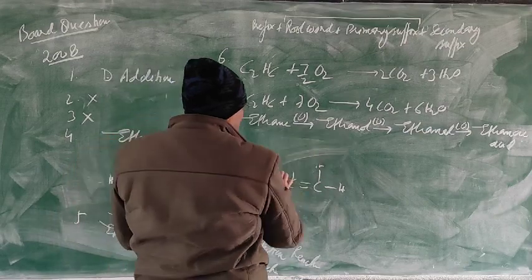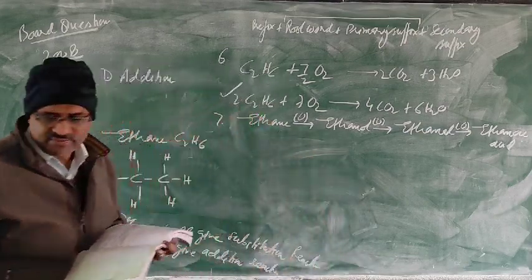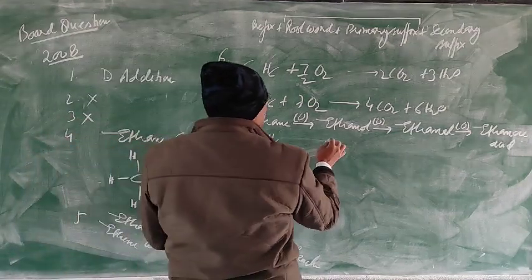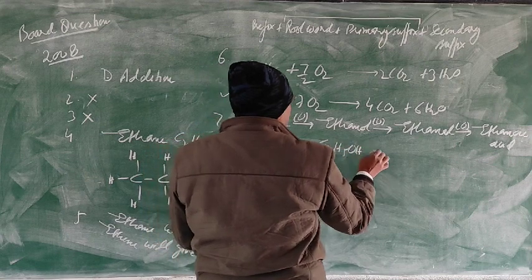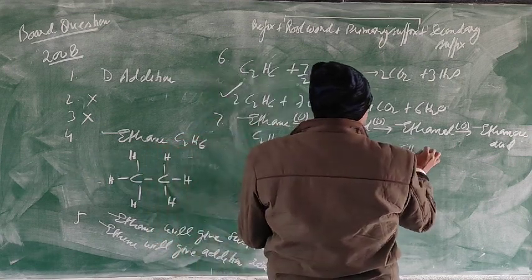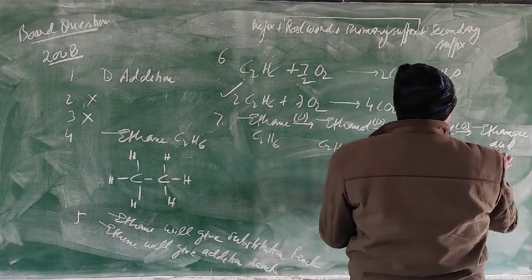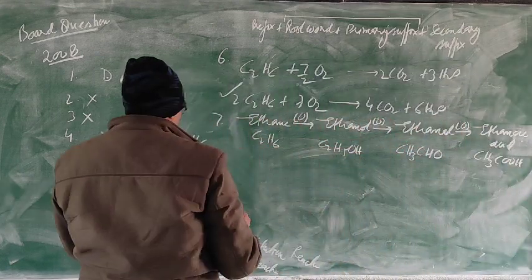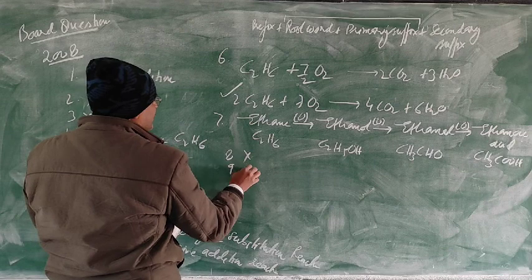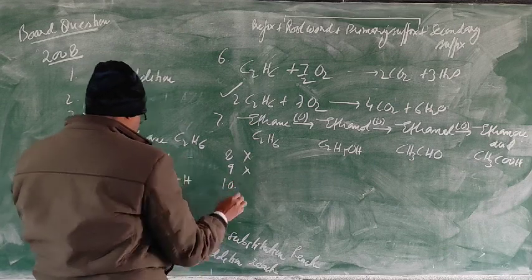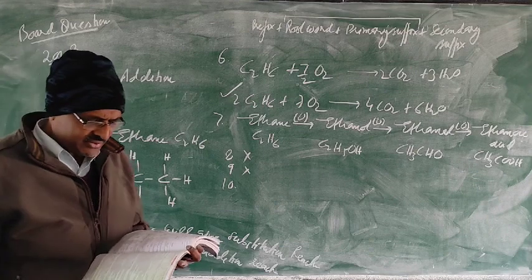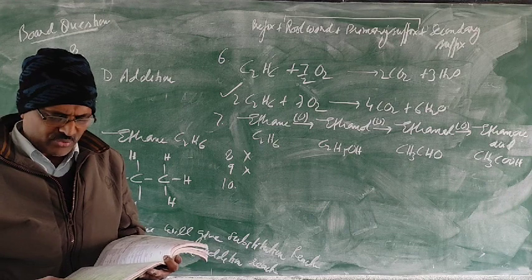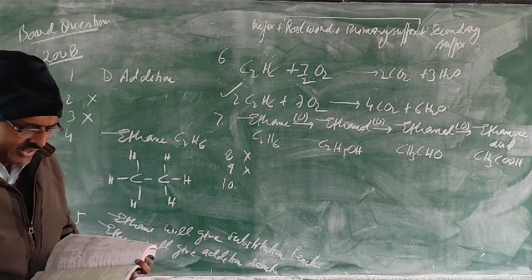Ethanol is oxidized, you will get ethanal, the aldehyde, and then ethanoic acid. This one is C2H6, this one is C2H5OH, this one is CH3CHO, and this one is CH3COOH. Now this 7 is done, and 8 and 9 are both not in the syllabus. Now 10: by what type of reaction could a compound containing carbon, hydrogen and chlorine be obtained from ethyne? So here, addition reaction.